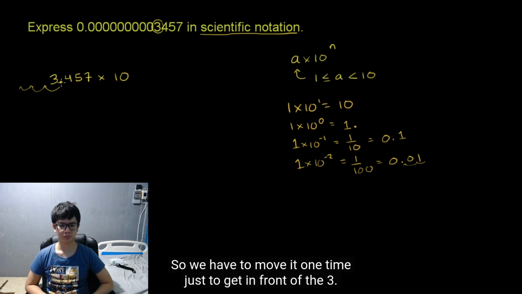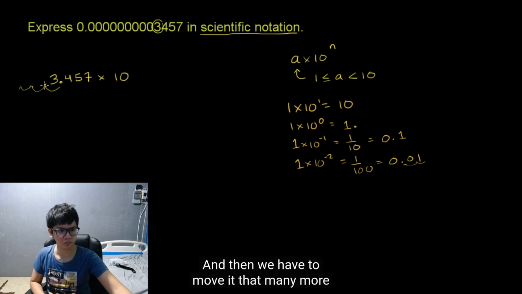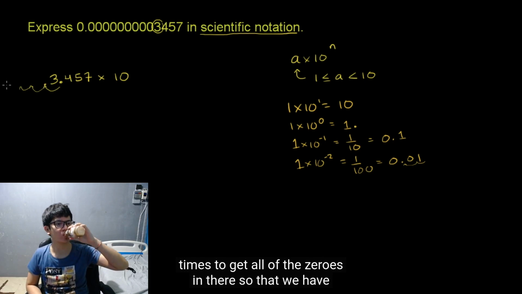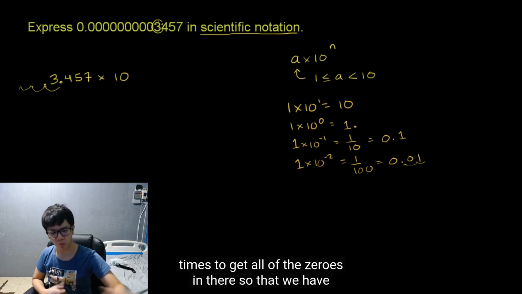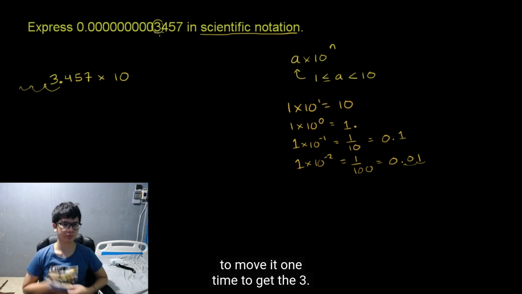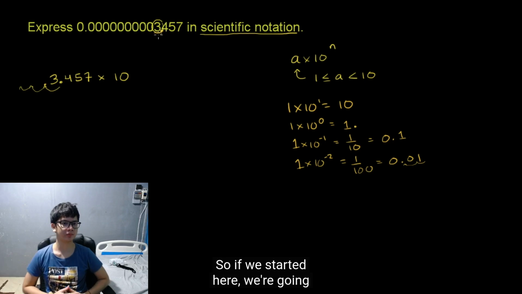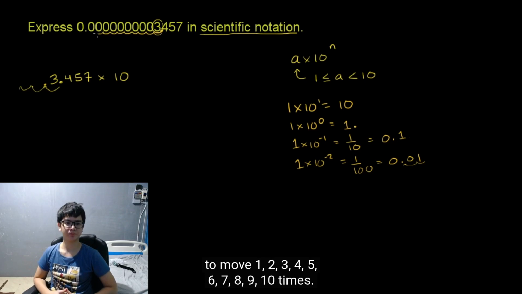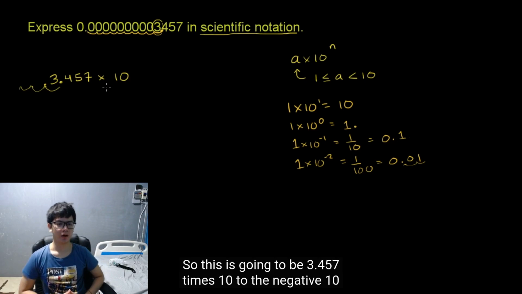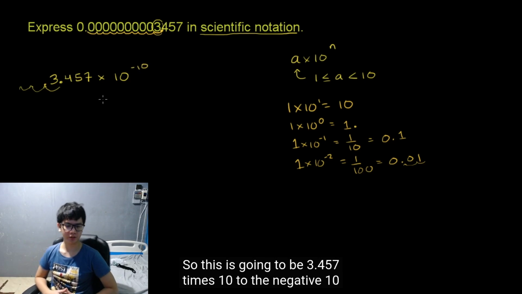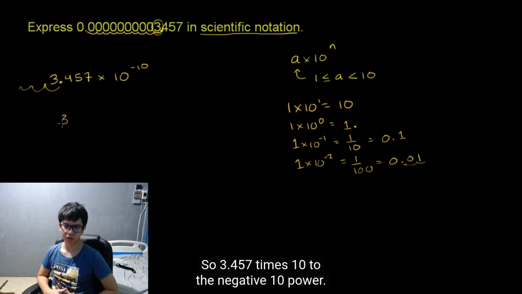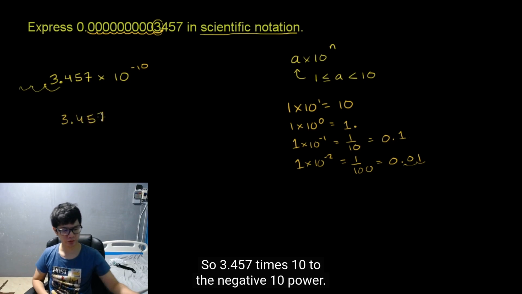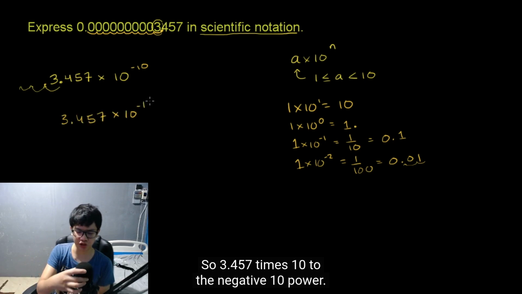So we have to move it 1 time just to get in front of the 3, and then we have to move it that many more times to get all of the zeros in there. So if we started here, we're going to move 1, 2, 3, 4, 5, 6, 7, 8, 9, 10 times. So this is going to be 3.457 times 10 to the negative 10 power. Let me just rewrite it. 3.457 times 10 to the negative 10 power.